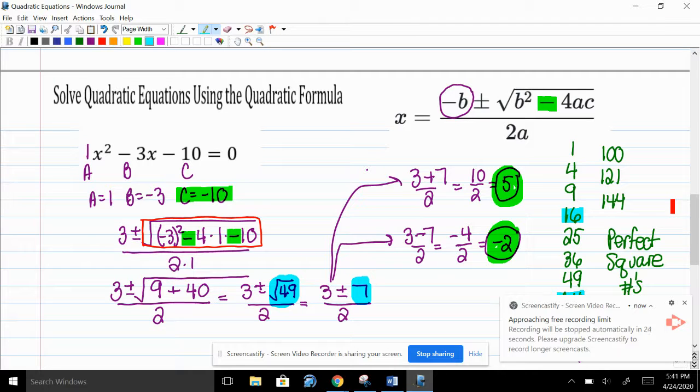The numbers that you end up with inside that radical, right here, they should be perfect square numbers. If for some reason that's not a perfect square number, go back and check your work because you did something wrong.